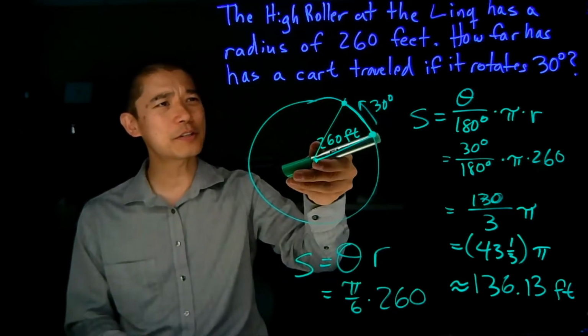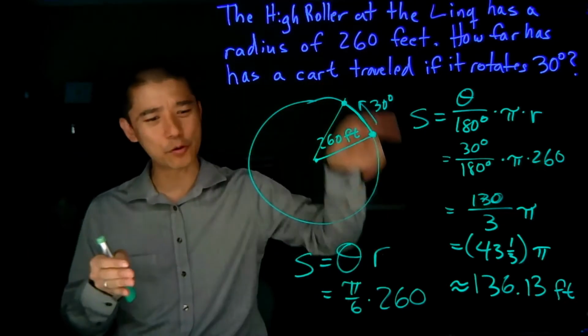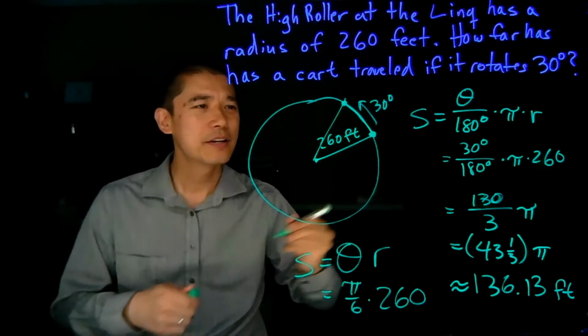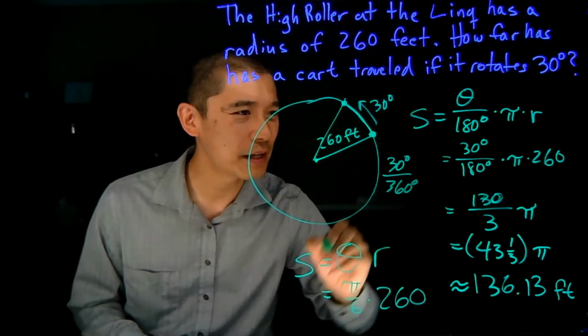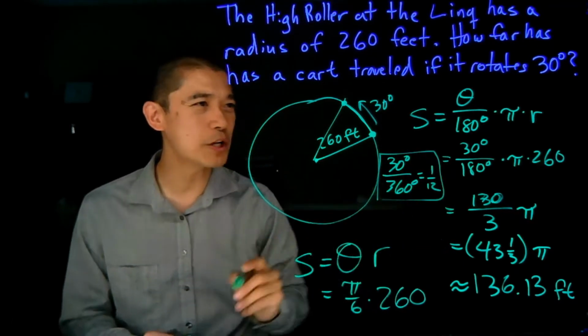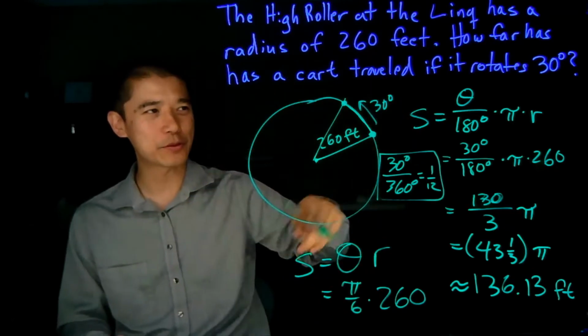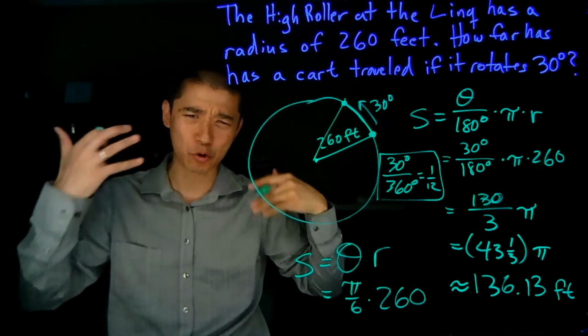We can also think of this 30 degrees as being 30 degrees out of a total of 360 degrees. So this is 30 degrees over 360 degrees, which is 1/12. And so we can say, well, we want 1/12 of the distance going around the circle. And so we use that fraction instead of this reduced form. It builds a little bit more of the intuition.